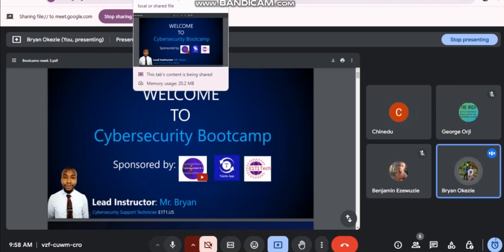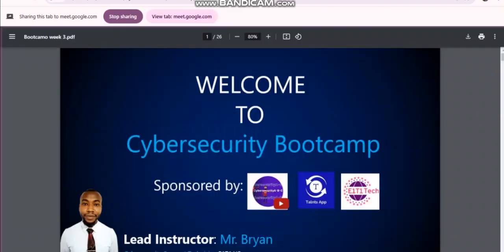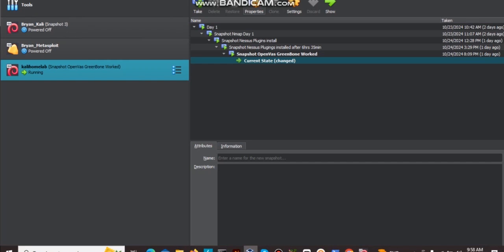So I think I might be able to, since we're already discussing this now, let me see whether I could share with you guys the result of the scanning.